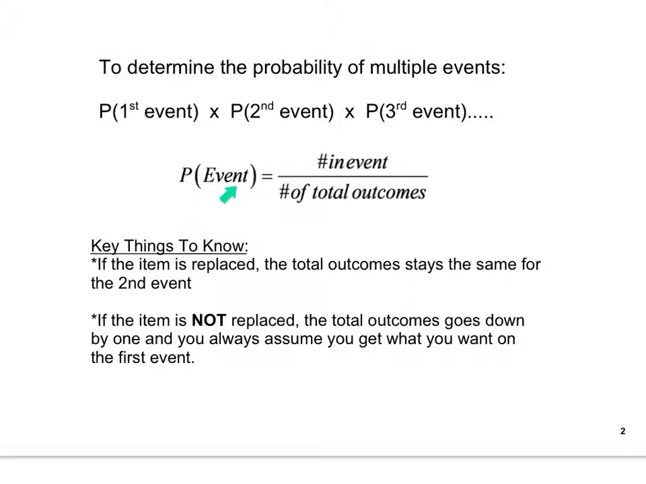So remember, the probability of an event occurring is the number in the event over the total. If the next event, say we have marbles, and we pick a marble out and we put it back, the outcome stays the same. So the total number of outcomes will remain constant. If the item is not replaced, then things are going to change. So if I started out with 15 marbles and I took one and kept it, then I only have 14 to choose from for the second event. So we just have to keep that in mind when we're going through this.